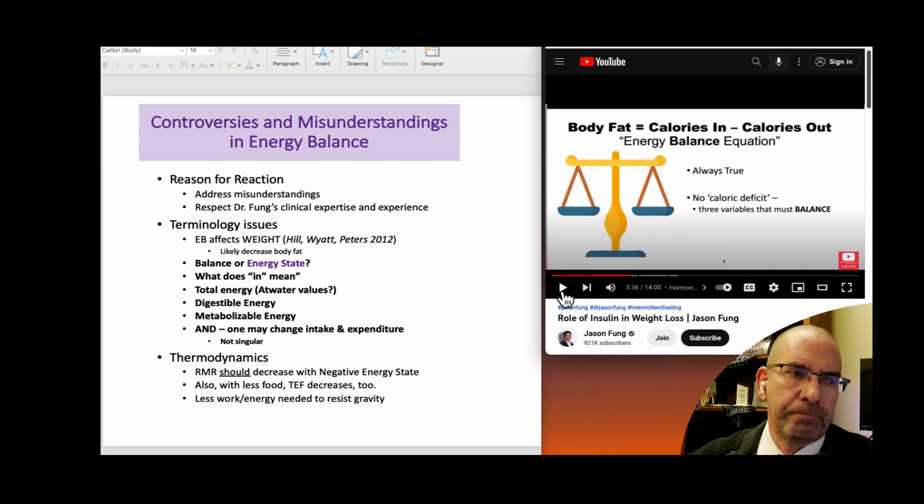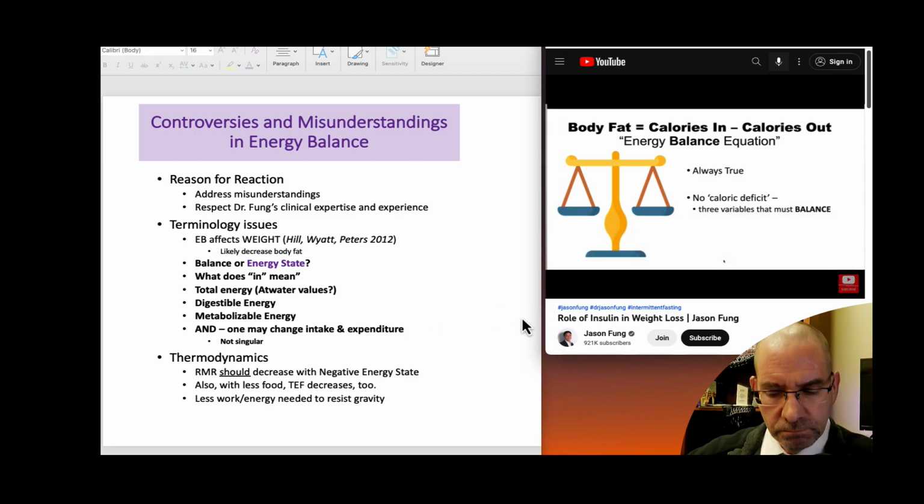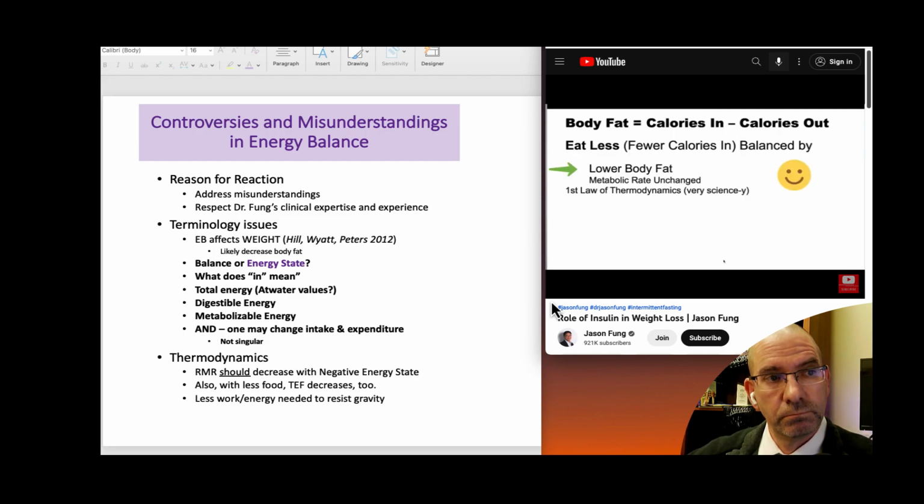Fat, calories in, and calories out. What it doesn't mean is that if you simply adjust one of those variables, you can determine which of the other variables is adjusted. Usually people say, well, if you simply eat less, that is, reduce the calories in, then it's going to be balanced by lower body fat. And your metabolic rate, which is calories out, is going to be unchanged, because those are your three variables. Decrease calories in, decrease body fat, calories out stays the same. And they usually couch it in terms of the first law of thermodynamics, which makes it sound very sciencey.